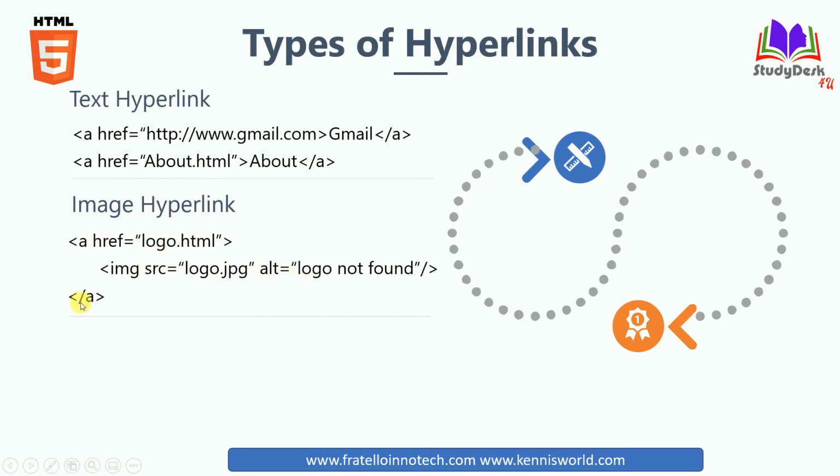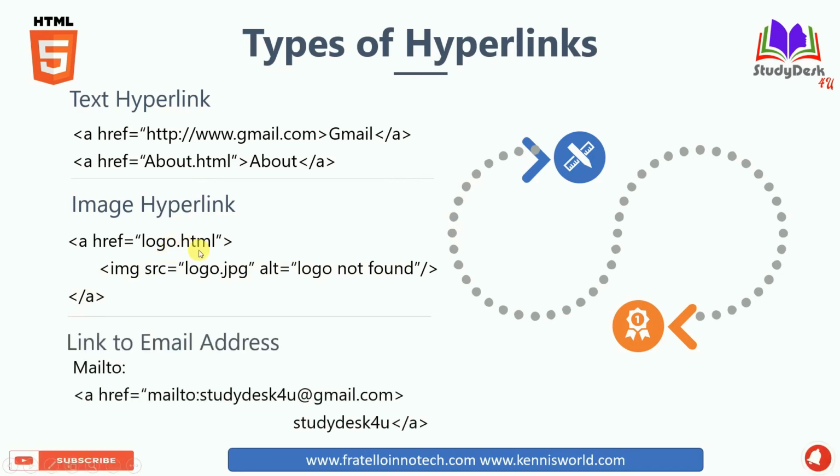In between the anchor tag, I am giving the image tag, img src equal to the JPG file, and I have given alt equal to logo not found. This alt is nothing but alternative text. If this image is not found, it displays this text. So close this one. If you use this, first an image is displayed. If you click on that image, it directly opens the logo.html file.